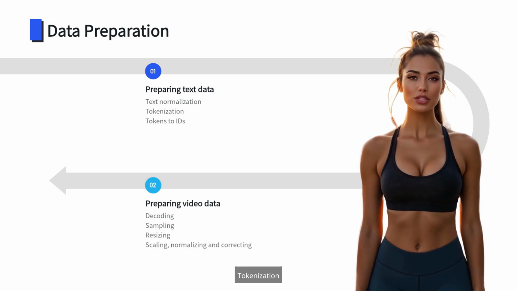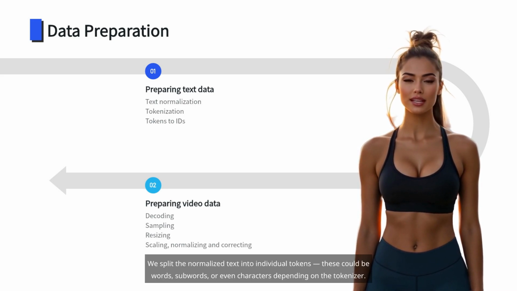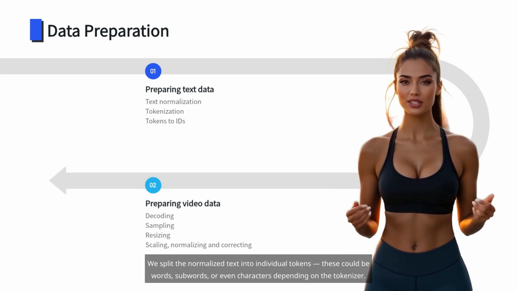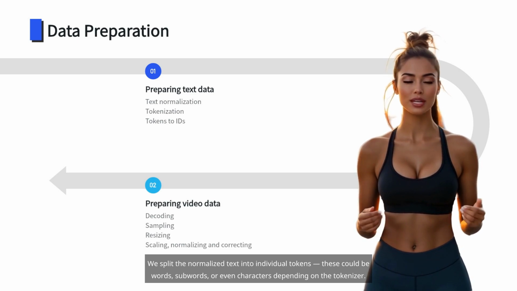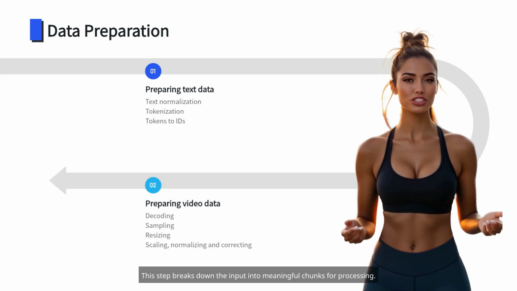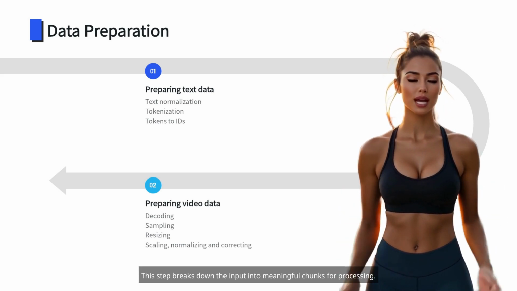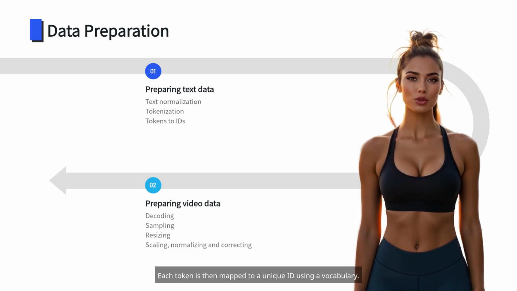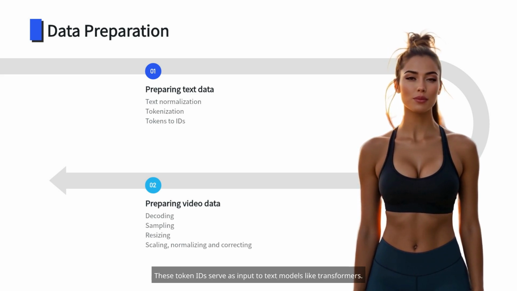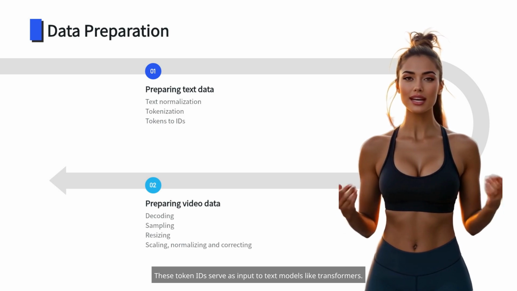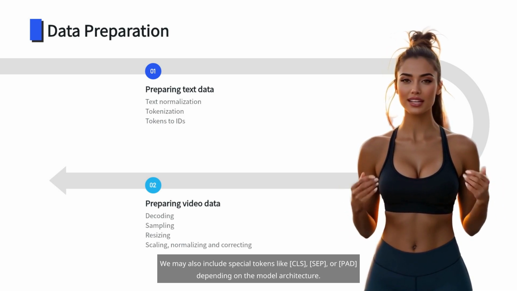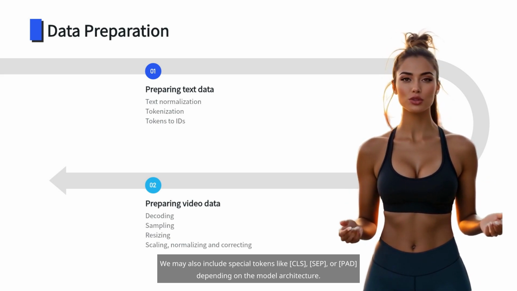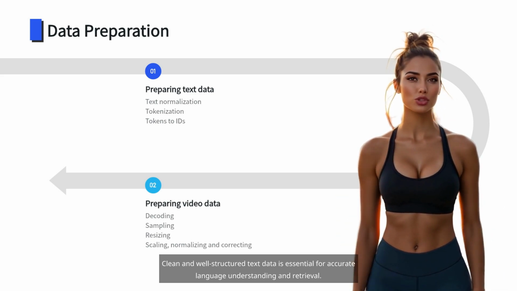Tokenization. We split the normalized text into individual tokens. These could be words, subwords, or even characters, depending on the tokenizer. This step breaks down the input into meaningful chunks for processing. Tokens to IDs. Each token is then mapped to a unique ID using a vocabulary. These token IDs serve as input to text models like transformers. We may also include special tokens like CLS, SEP, or PAD, depending on the model architecture. Clean and well-structured text data is essential for accurate language understanding and retrieval.